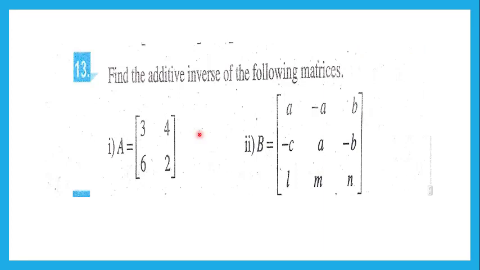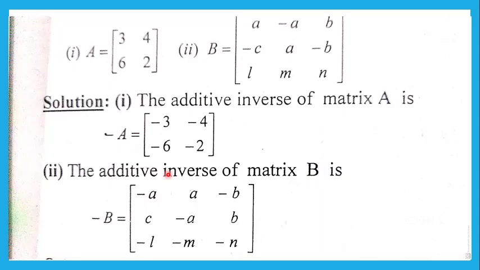The first part is matrix A is equal to [3, 4; 6, 2]. Now we are supposed to find the additive inverse of this matrix. So let's find the additive inverse. The additive inverse of matrix A: what you need to do is just change the sign of the matrix.